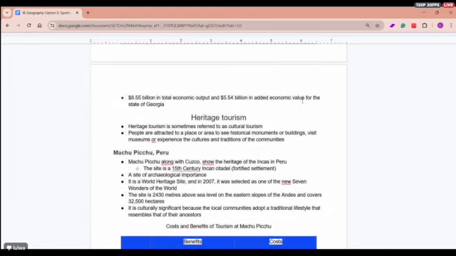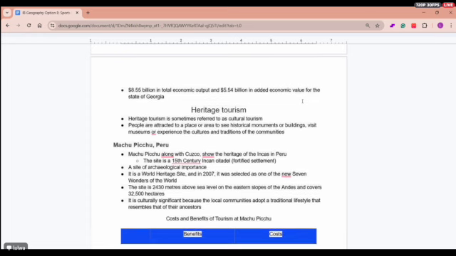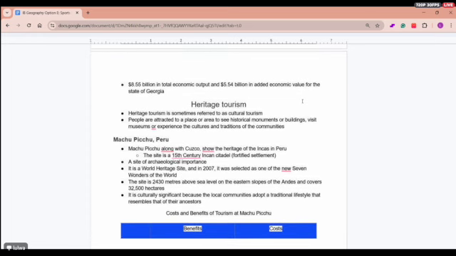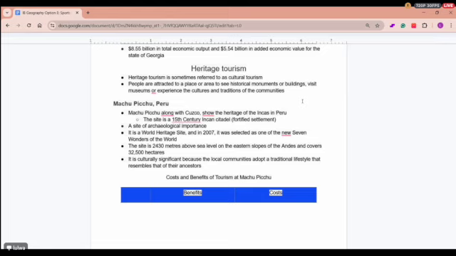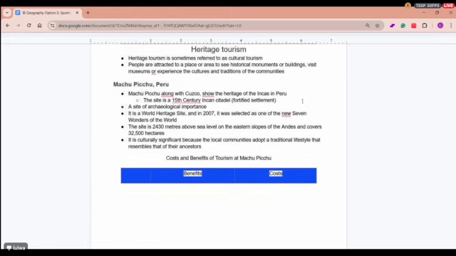Heritage tourism is sometimes referred to as cultural tourism. It's when people are attracted to a place to see its historical monuments or historical buildings, visit museums, or experience the cultures and traditions. For example, you have Machu Picchu in Peru, along with Cusco, which show the heritage of the Incas in Peru. It's a site of archaeological importance, and it has been a World Heritage Site.